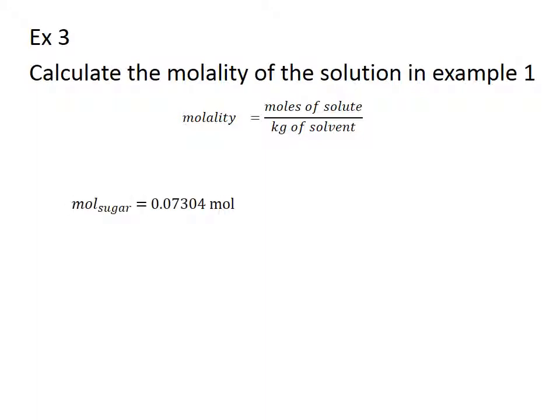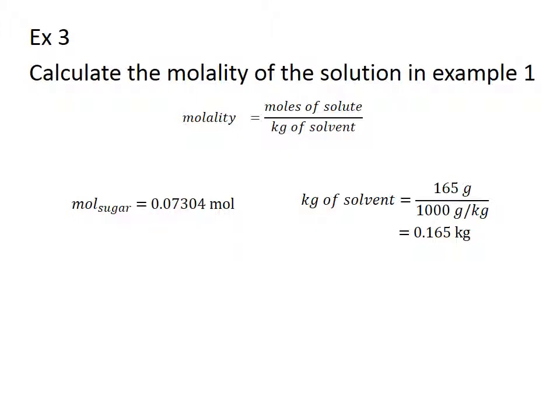We've already calculated the number of moles of solute. Now we need to get our kilograms of solvent. So we take our grams given, divided by 100 grams. So we know that we have 100 grams per kilogram. That'll give us 0.165. So now we have everything.